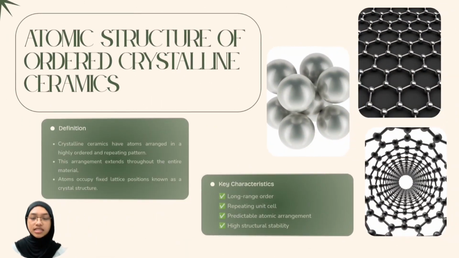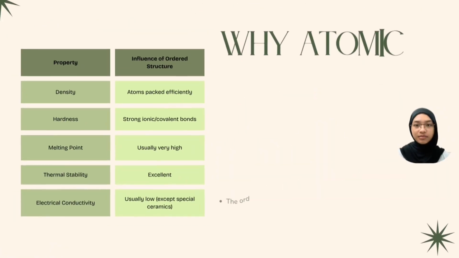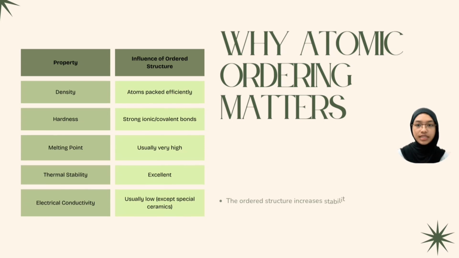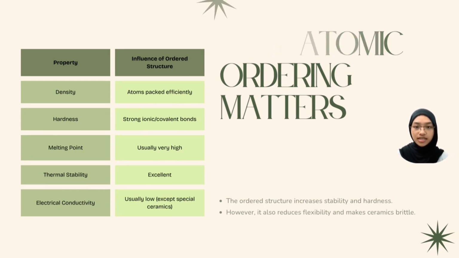Crystalline ceramics consist of atoms arranged in a regular and repeating pattern. Unlike glass, the atomic structure repeats in all directions, forming what is known as long-range order. This repeating arrangement creates a crystal lattice that provides stability and predictable material properties. The highly ordered atomic arrangement gives crystalline ceramics excellent hardness, thermal stability, and chemical resistance. However, because atoms cannot easily move when stress is applied, these materials tend to be brittle and may fracture suddenly.